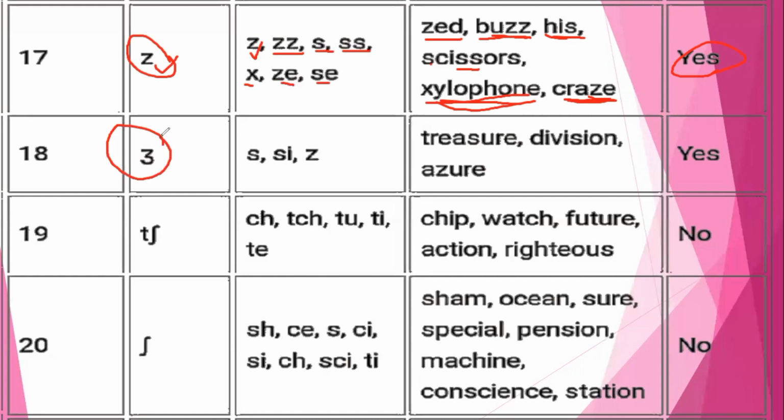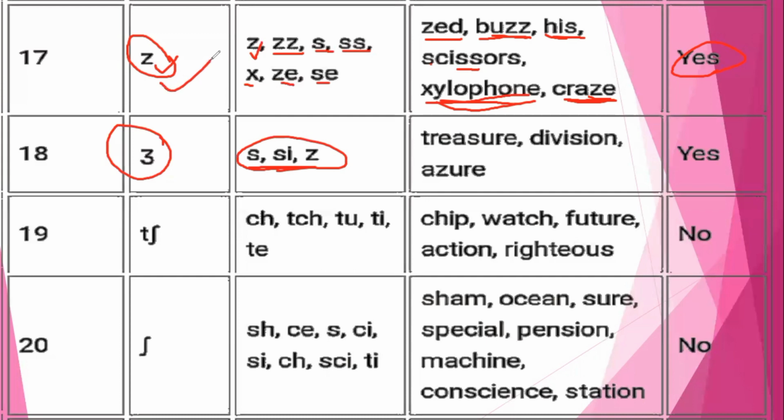Another IPA symbol is ja. It is also pronounced ja. Okay, the 17 number is also ja, 18 number also ja. Okay, what is different here? The graphemes. Look at the graphemes single s, si, and z pronounced as ja in the words which are surrounded or covered by vowel sounds.